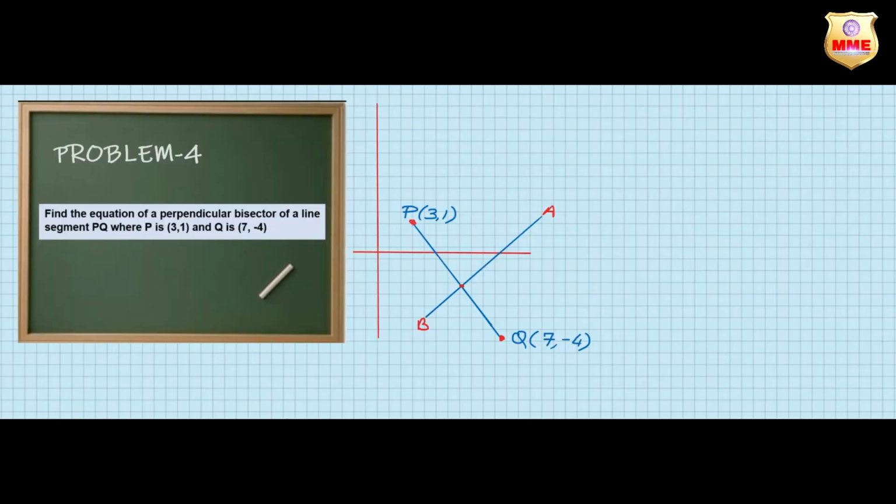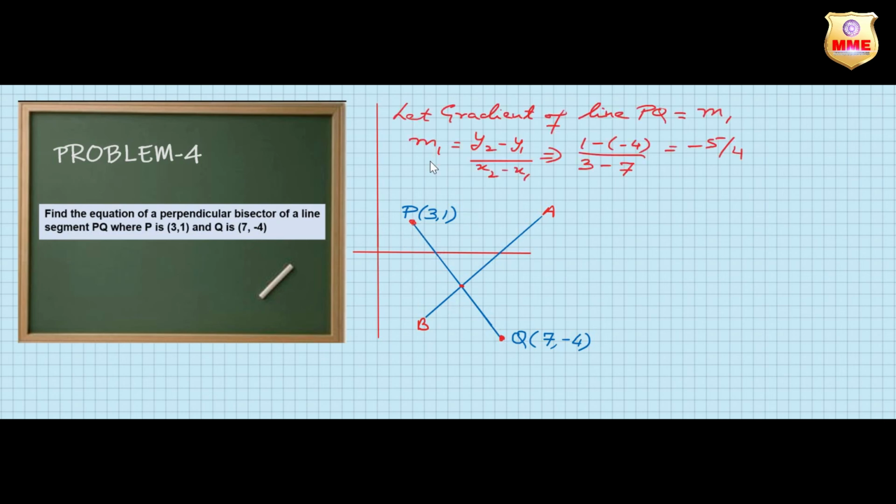Now friends, we will try to understand this particular problem with the help of graphs to make it easier. As per the problem, we have a line segment PQ whose coordinates are 3, 1 and 7, minus 4. And we have to find the equation of a line which is perpendicular to this line. Let that line be AB, which is passing perpendicular to PQ. Now, in order to find the equation of any line, we need two basic things. One is the gradient of the line, and the other is any point through which it is passing. So, in order to find the gradient of line AB, first we will find the gradient of line PQ.